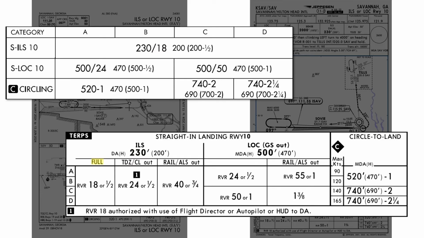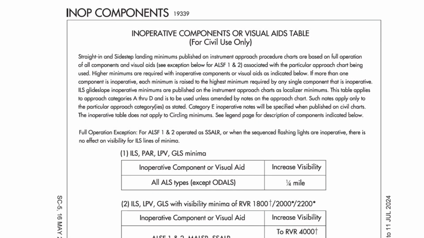Notice the headers Full, TDZ CL out, and RAIL ALS out. The visibility minimums change with inoperative equipment, and typically get worse as you read from left to right, starting with full equipment operation, going to the touchdown zone and center lights being out, and finally, the highest mins when the runway end identifier lights and approach lighting system is out. This is something almost completely missing from the FAA plates. These alternates are standard for equipment outages, but you'd only be able to find what they are in the FAA's inoperative components section in the Terminal Procedures Publication, not something you're likely to have handy on a real-world flight when the ATIS advises something isn't working.